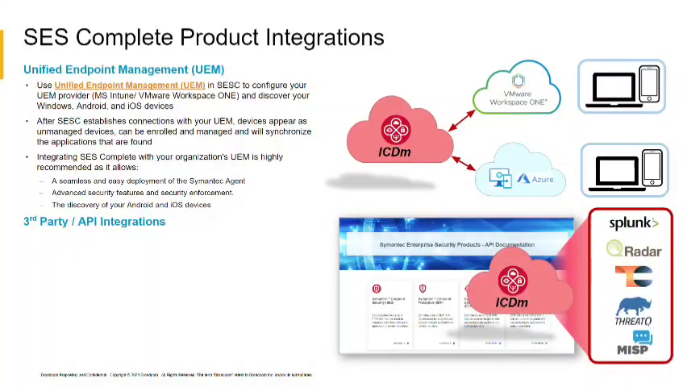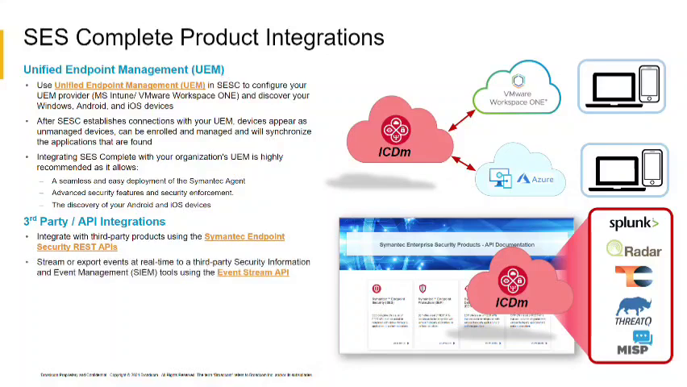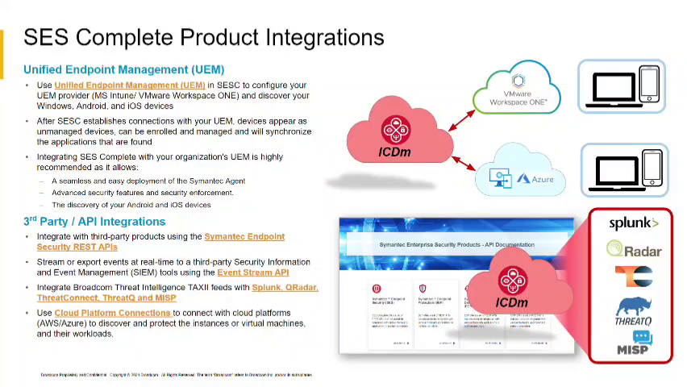Third-party API integrations. You can integrate with third-party products using the Symantec Endpoint Security REST APIs. You can also stream or export events in real time to a third-party security information and event management tool using the Event Stream API. You can also integrate Broadcom Threat Intelligence TAXII feeds with Splunk, QRadar, ThreatConnect, ThreatQ, and MISP. And finally, you can use the Cloud Platform Connections integration to connect with cloud platforms like AWS and Azure to discover and protect the instances or virtual machines and their workloads.